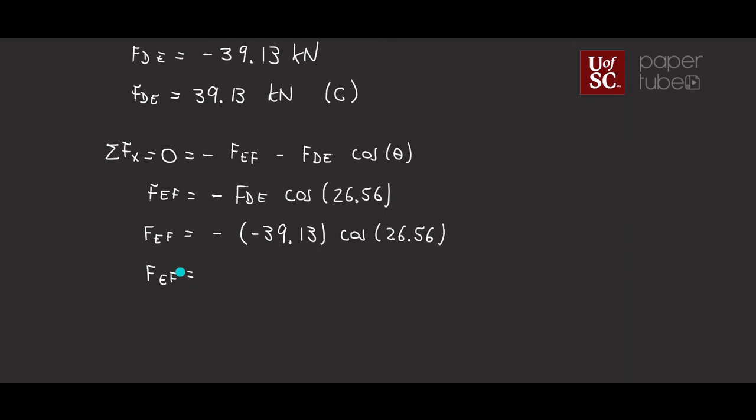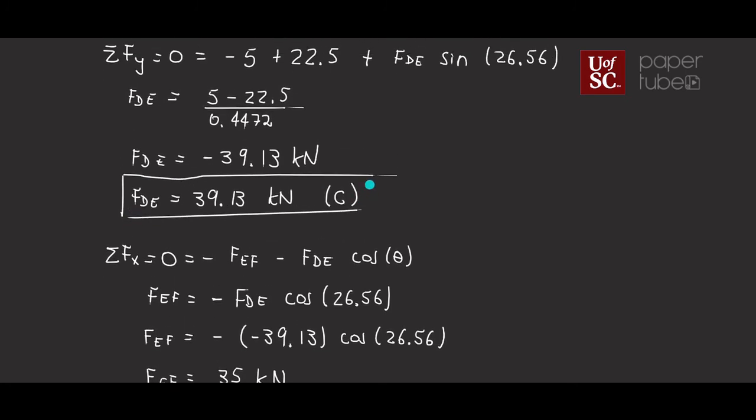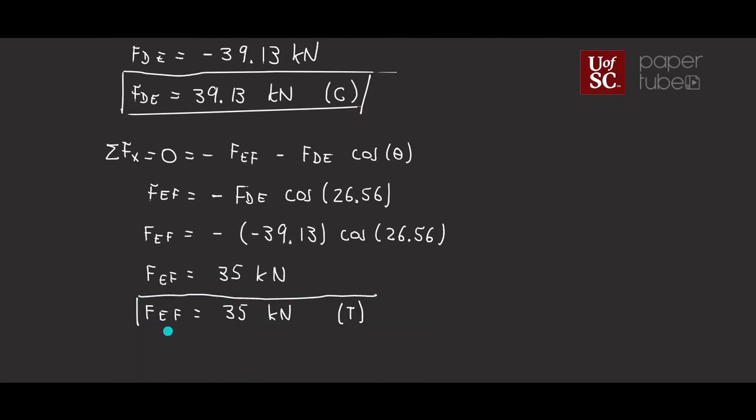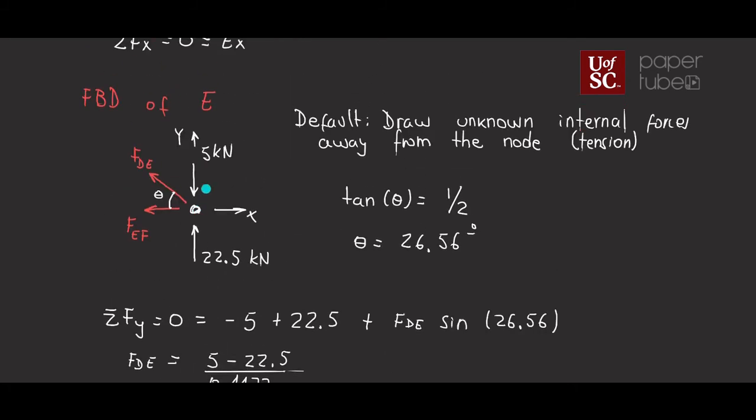It is going to give me 35 kilonewtons. Okay, positive, because that's negative and this negative, and so on. So the way I report the answer, I report it as 35 kilonewtons in tension. So this is how I report FDE. This is how I report FEF. Very nice. So with the free body diagram of E, we were able to find FDE and FEF, right?